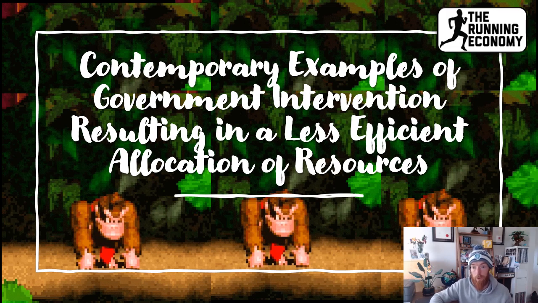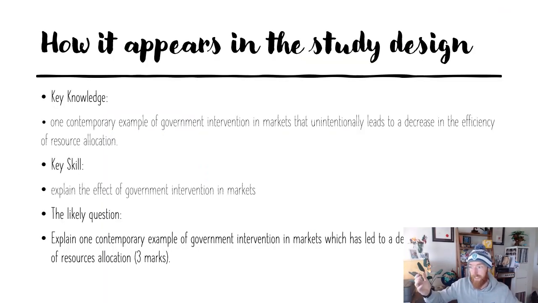So first up, we're going to go into how it appears in the study design. In the key knowledge, what you get is one contemporary example of government intervention in markets that unintentionally leads to a decrease in the efficiency and resource allocation. And the key skill that lines up with that is explain the effect of government intervention in markets. Logically, based on how those key skills and key knowledge go together, the only real question you can get asked about it is something to the level of an explain or below. So that means identify, describe, outline, explain.